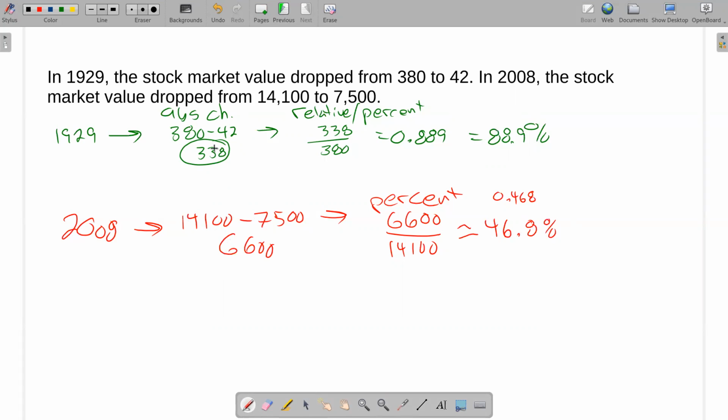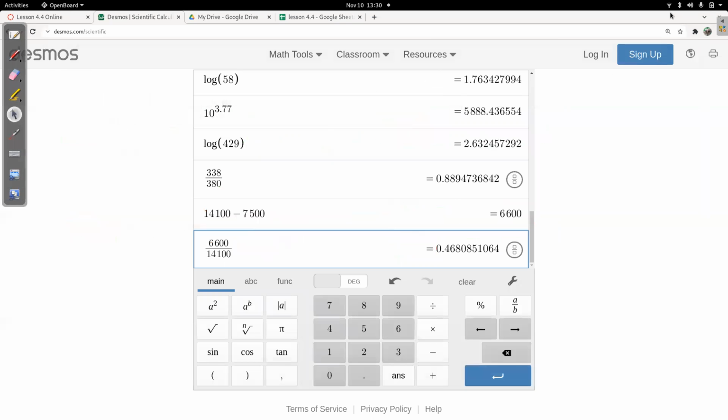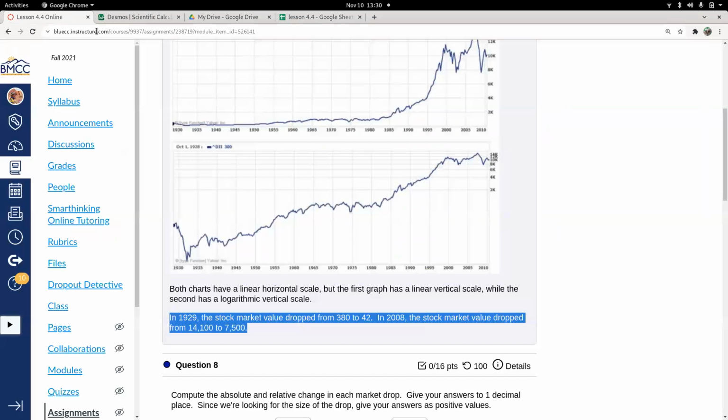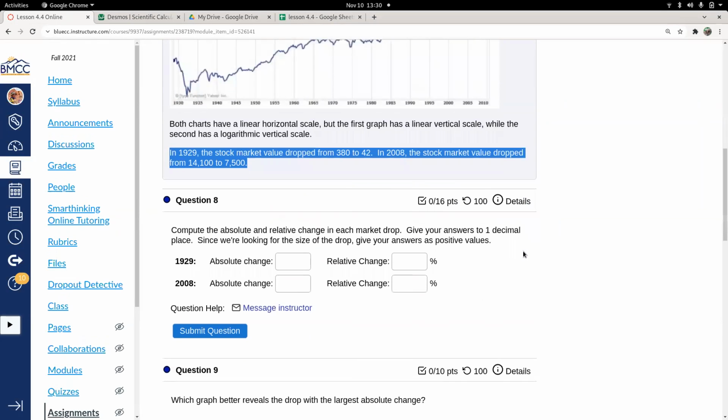So absolute dollar wise, this looks like a bigger number, but compared to what we started at, 1929 was a worse deal in terms of percent of one's wealth. And that's what the logarithm shows. The logarithm shows that considering where they started, 1929 was a bigger percent drop in wealth than 2008. And the next couple of questions go over that.